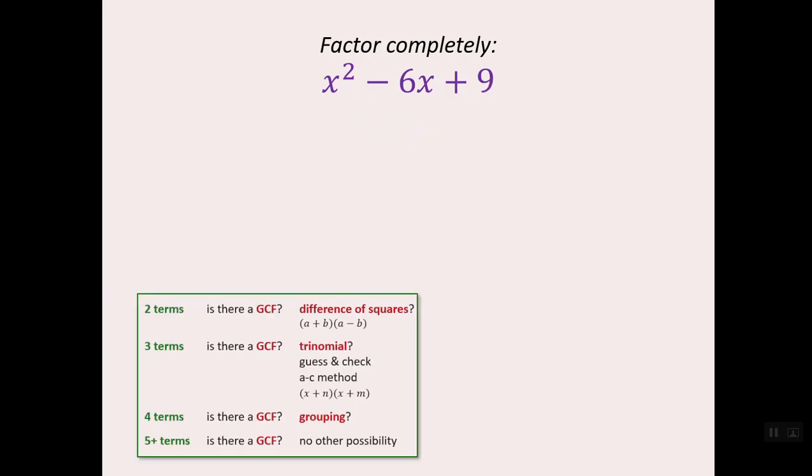All right, the next one, there's our little table. What do we have here? Three terms. So is there a GCF? There is not. Is it a trinomial in that format that we're looking for, x squared, x, constant? It is.